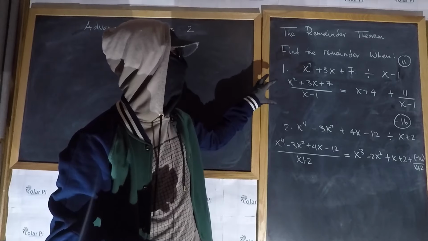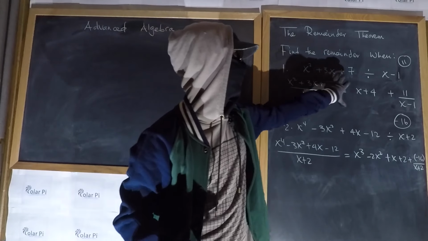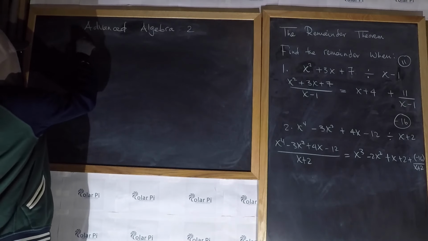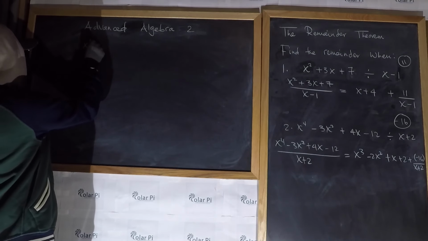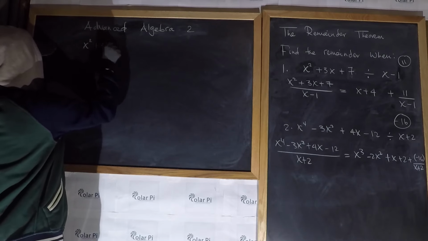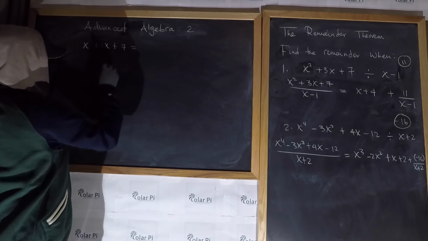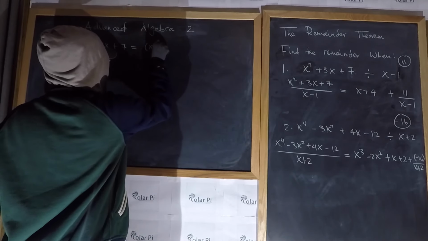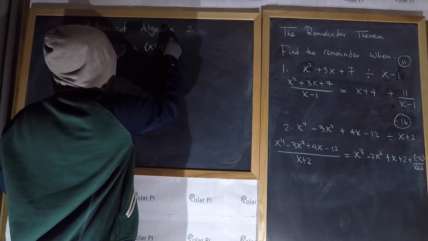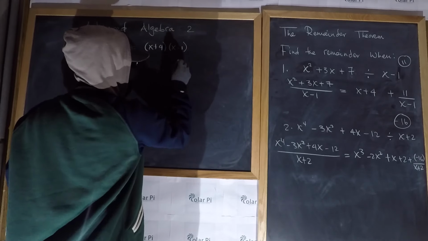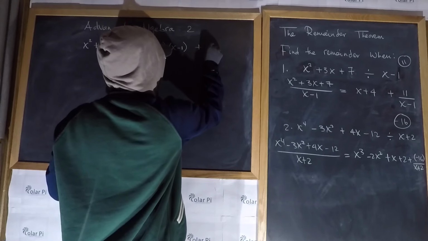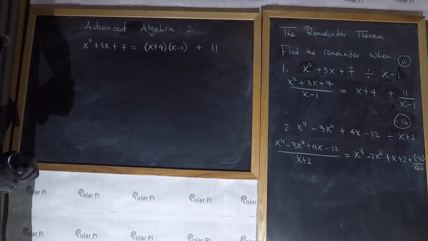What we're going to do next is multiply both sides of this equation by x minus 1. When we do, we can write x squared plus 3x plus 7 is equal to, remember, we're multiplying both sides by x minus 1, so we get x plus 4 times x minus 1, and then plus 11.